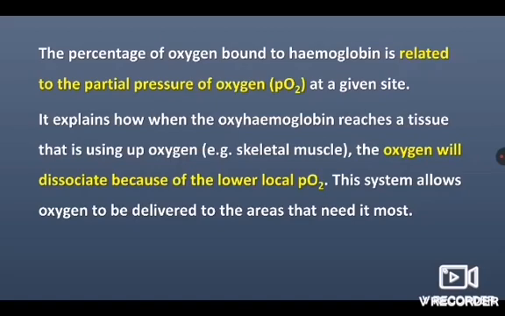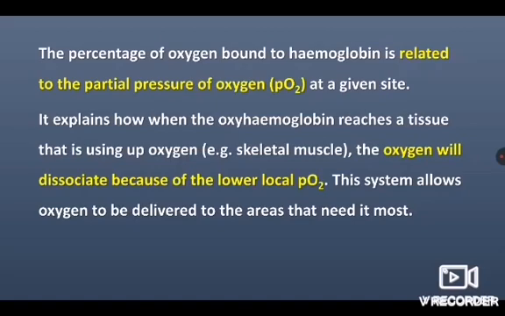Here we have to understand one thing. Wherever the partial pressure of oxygen is low, there the hemoglobin which is bound to oxygen, called oxyhemoglobin, will dissociate. It dissociates means it separates. When it separates, it is separated into oxygen and hemoglobin. This dissociated oxygen is delivered to the tissues.